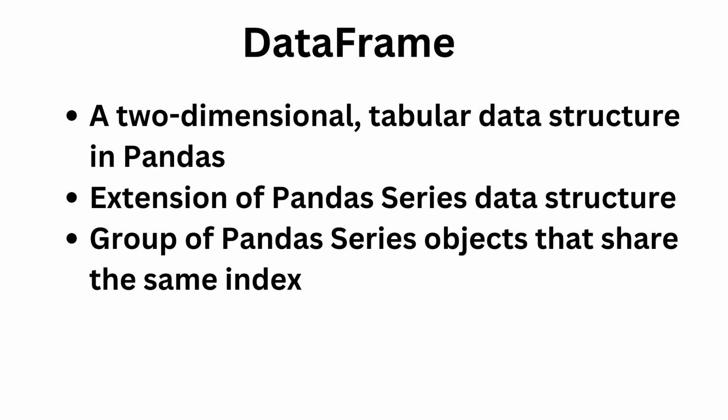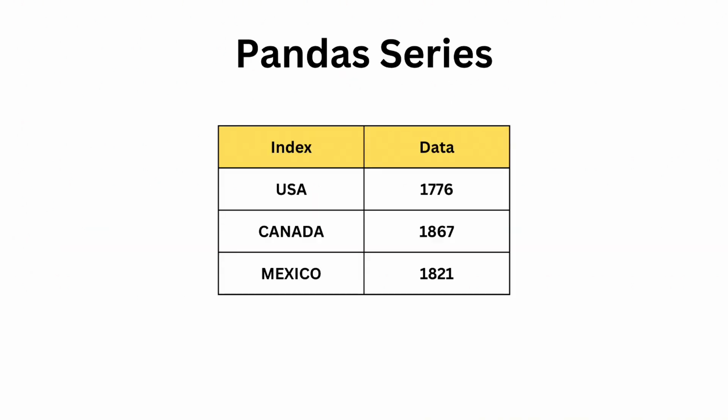So let's quickly define this a little visually. Here we have an example of just a single series, something we're already used to from the previous lecture, where we have a labeled index, and then we have some data columns, such as the year.